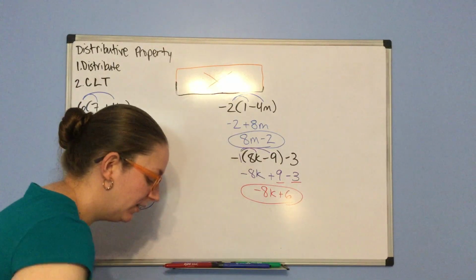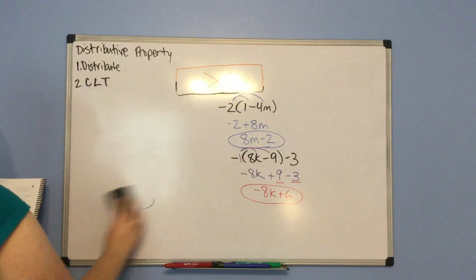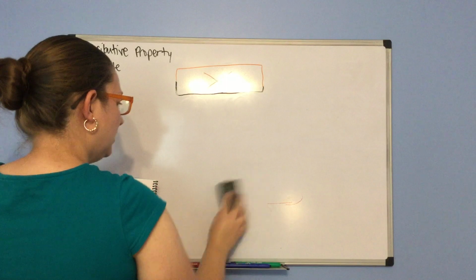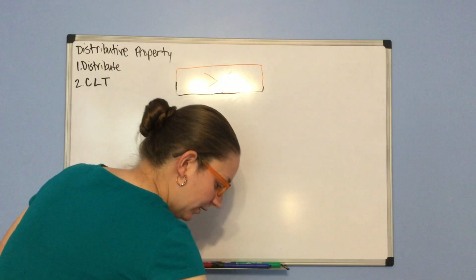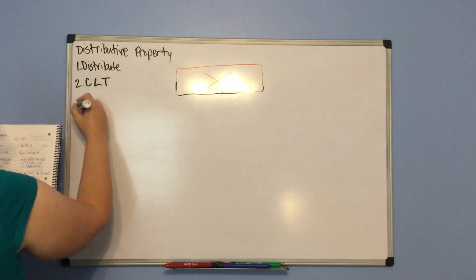We're going to do several more. This is a really important topic we'll keep coming back to this year. We'll do some where you have to distribute twice. We'll do some with decimals. We'll do all kinds of crazy things. But nothing you can't handle. Just give me a moment to get things written down.